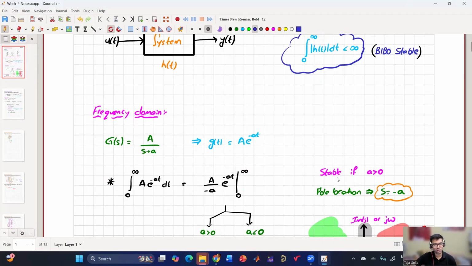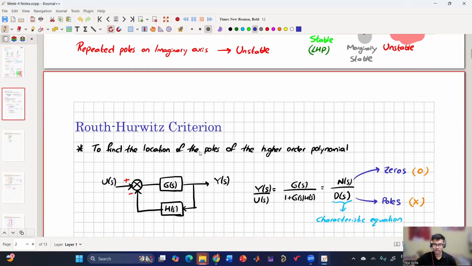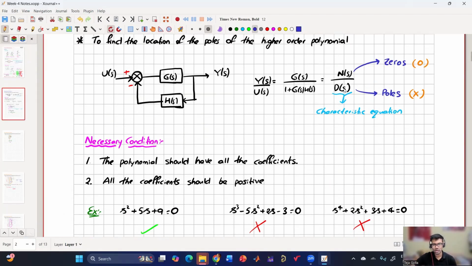In the case of the frequency domain, we have to check the pole location, and we found that on the S plane, if the poles are on the left side, it is stable. If they are on the right side, it is unstable. If they are on the imaginary axis, it is marginally stable. And if repeated poles are on the imaginary axis, that is also unstable. So the objective is to find the pole location, and for that we learned the Routh Hurwitz criteria, and we are only bothered about the characteristic equation or the poles of the system.